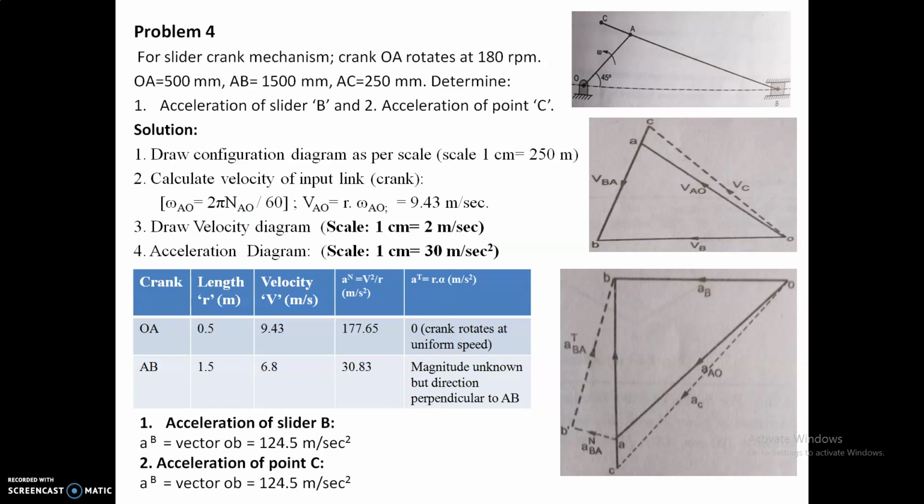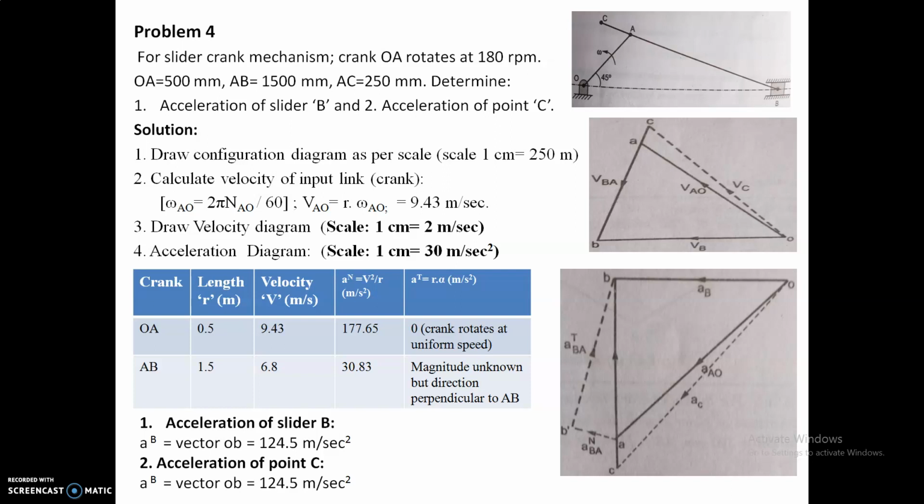Now let us see the acceleration polygon. Before making it, you have to summarize all this information in tabular form. That will be helpful to make the polygon easily. Column number one is the crank, the second one is the length, the third one is velocity, the fourth one is the normal component of the link, and the fifth one is the tangential component of the link.